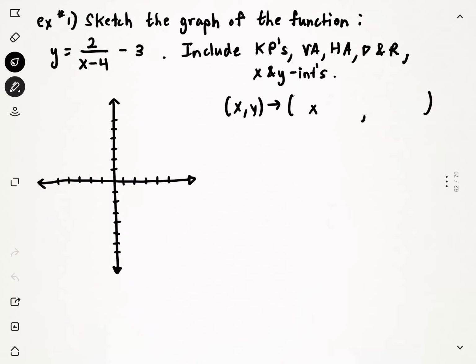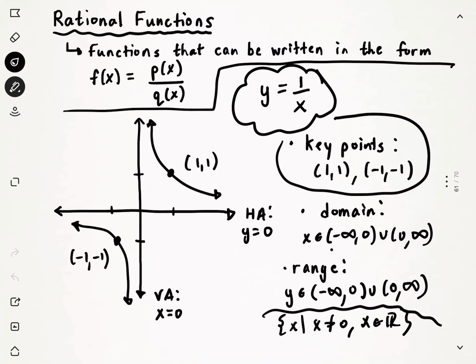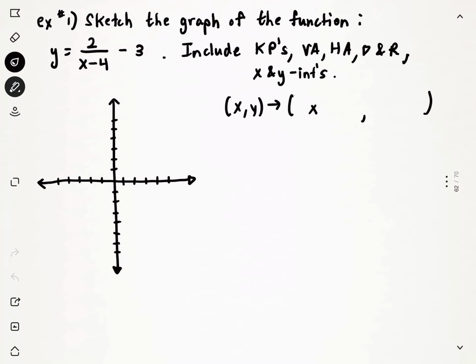look a little different. So just recall from the previous video, we looked at what the basic rational function y is equal to 1 over x looks like. It comes in two pieces with your horizontal and vertical asymptotes along the x and y axis, and your two key points of 1, 1 and -1, -1. All right, so we're going to shift this around and we're going to stretch it and reflect it.